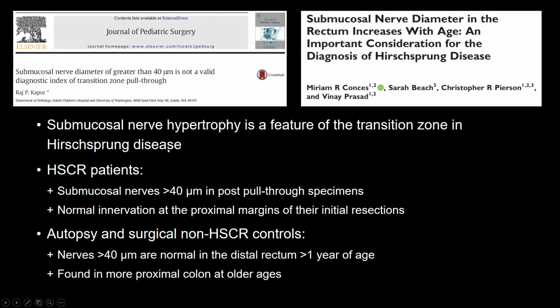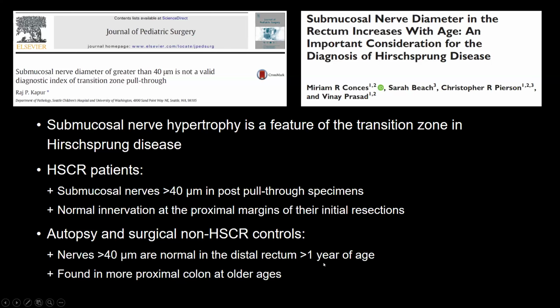It's really important for us to know that submucosal nerve hypertrophy is a feature of the transition zone in Hirschsprung disease. And in general, submucosal nerves greater than 40 microns can be seen in post-pull-through specimens for patients who have Hirschsprung disease. However, these two studies above, I just put the titles of the studies in here, both demonstrate that while you may have nerves that are greater than 40 microns in patients who have pull-throughs for Hirschsprung disease, you may also find such caliber nerves in the normal distal rectum of children over 12 months of age.